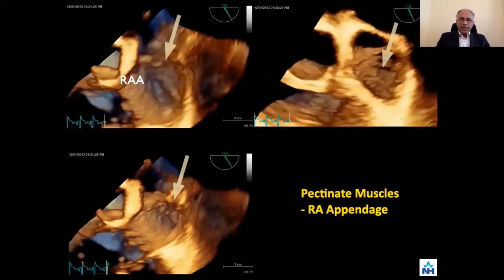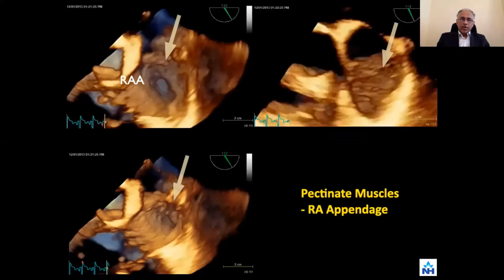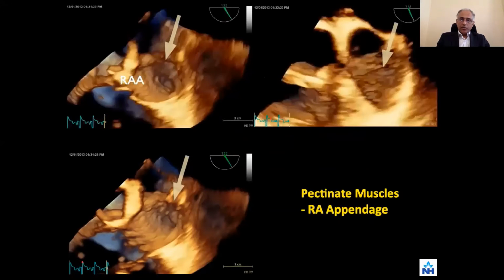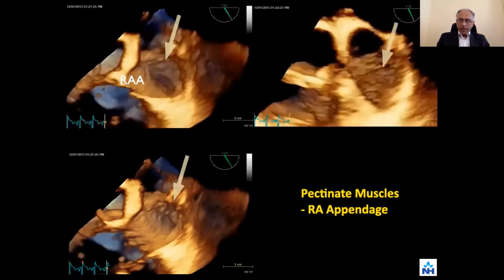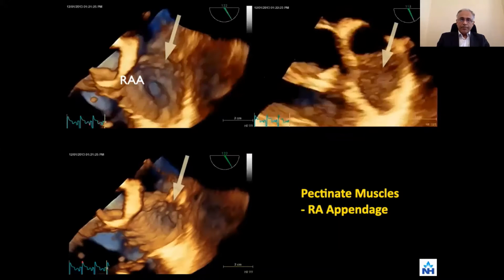You can see these muscular ridges as it goes, and you can see very clearly, as you look down into the right atrial appendage, that there is no pathology, no abnormal structure. It is just that there is a very prominent pectinate muscle over there.